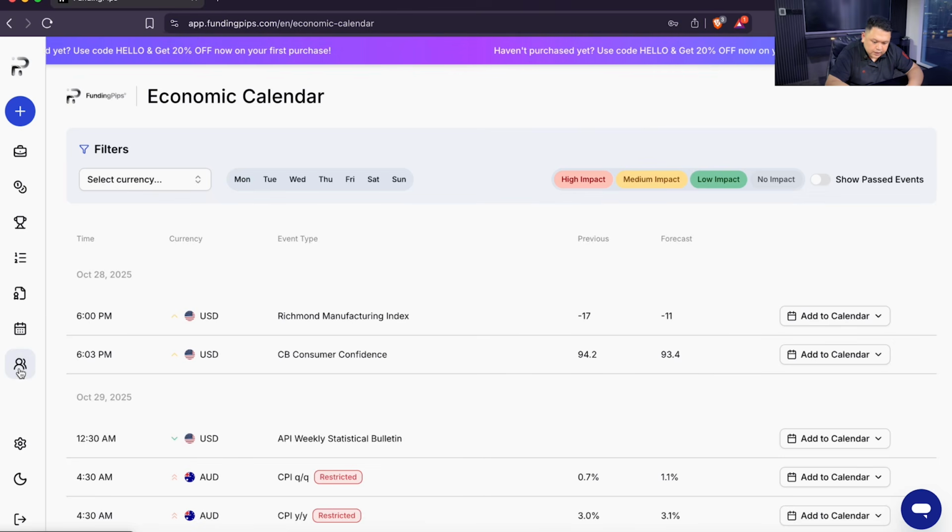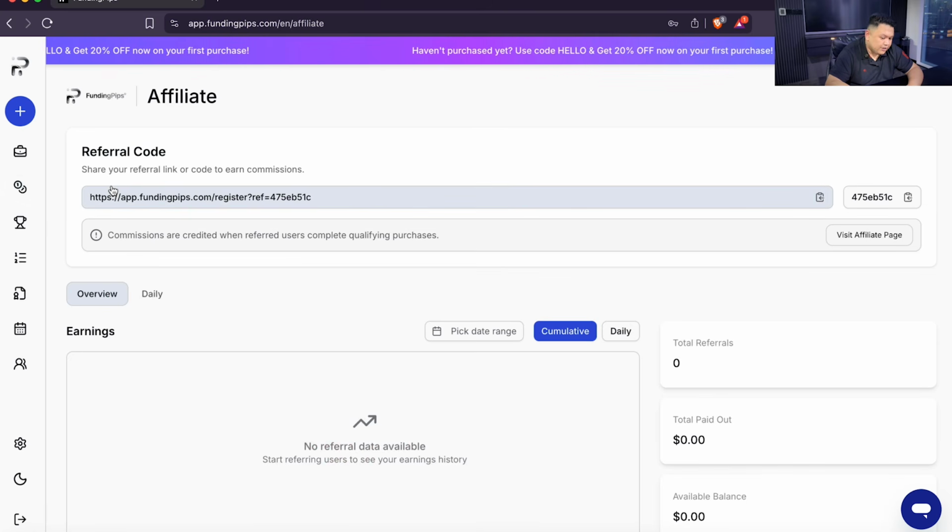And last but not least, this is the affiliate section. If you've purchased any account from us, you'll generate your own affiliate code, which you can share with your community. Of course, once they make any purchases, you'll be earning some commissions off of that, along with other benefits once you reach higher tiers in our affiliate program.